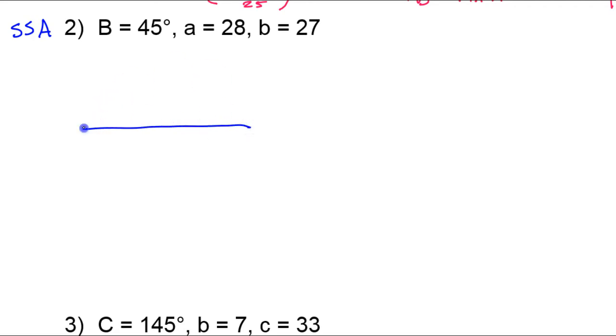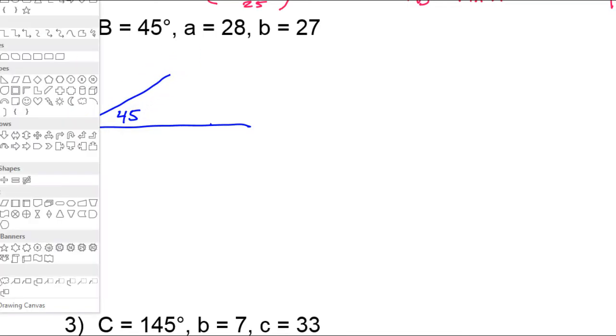Draw yourself a horizontal line like this, and draw yourself an angle like this. And take the one angle that you're given and put it right here in the angle. So 45. So this must be B. Now, put yourself a temporary side over here. When you do it, you'll make yourself a dotted line to remind yourself that you don't know what it looks like. It's temporary.